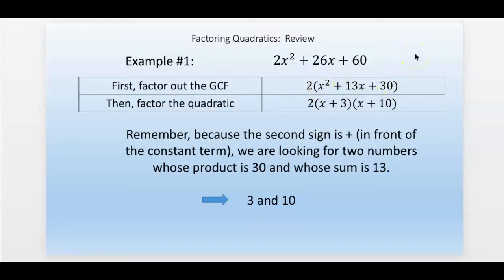Again, you're looking for two numbers. When you multiply them together, you get 30. When you add them together, you get 13. All right, 3 and 10. And leave the 2 in the front then. Just leave the 2 in the front.